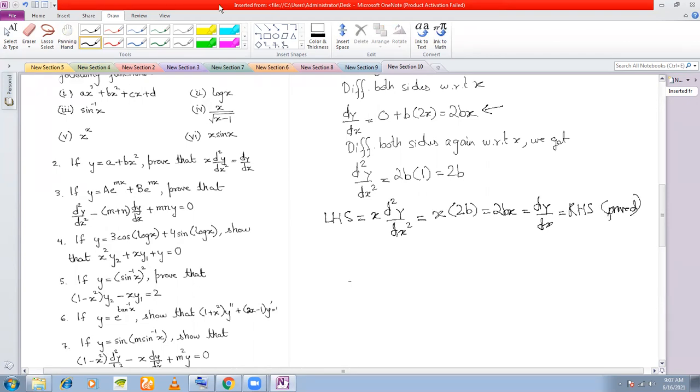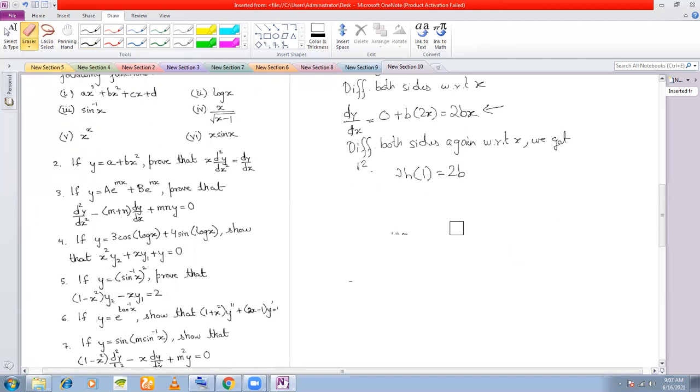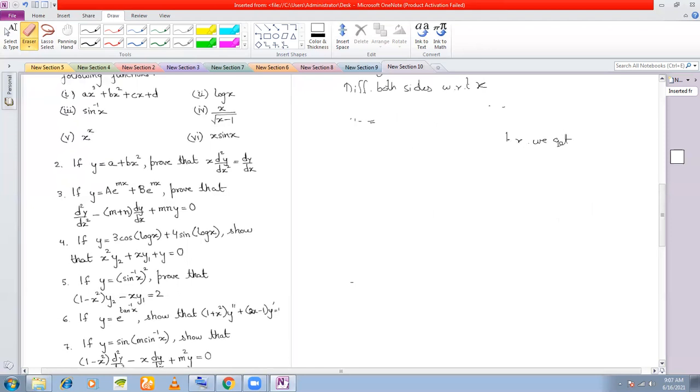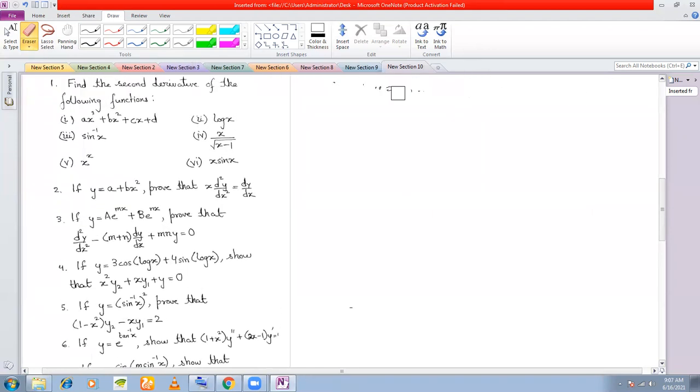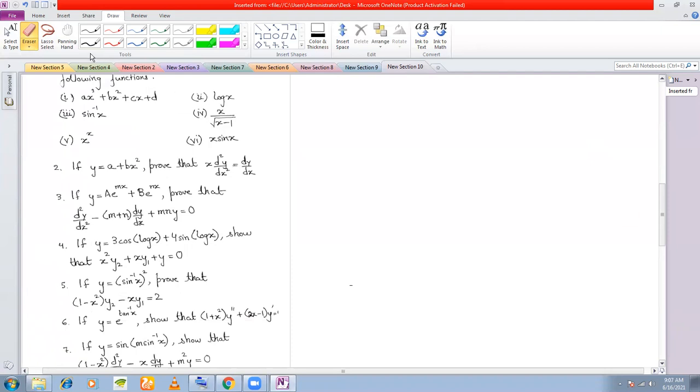Okay, so this was a simple one. The next problem, number 3, here is given y is equal to a e to the power of mx plus b e to the power of nx. You need to prove that d2y dx2 minus m plus n dy dx plus mny is equal to 0. So let's find out the derivatives first.